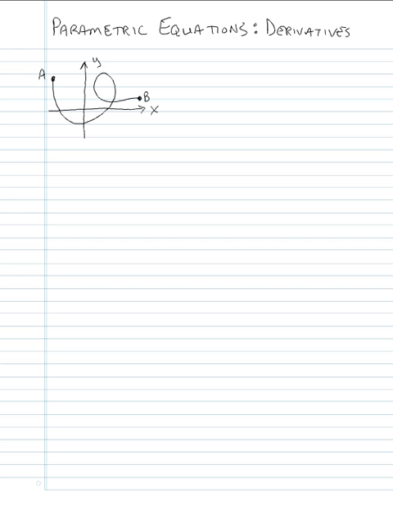Well, now that we know something about parametric equations, we're going to talk about how we can use calculus on parametric equations, and specifically we're going to start with derivatives. So in our discussion here is really derivatives and slope of a tangent line.